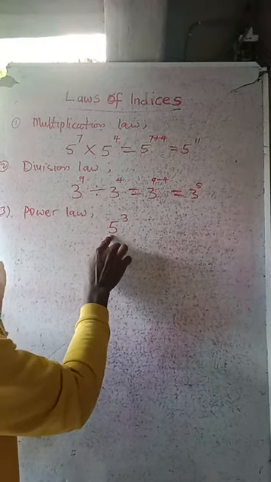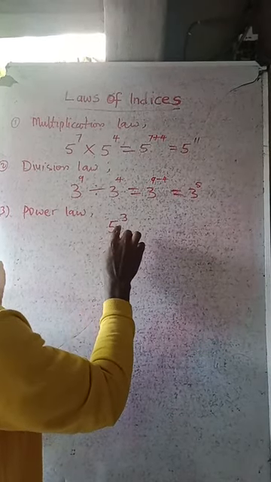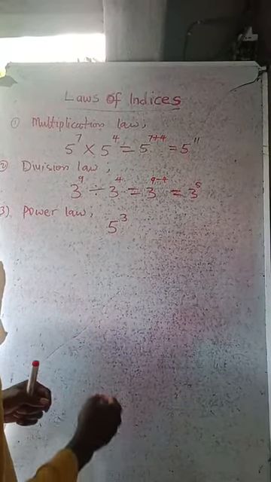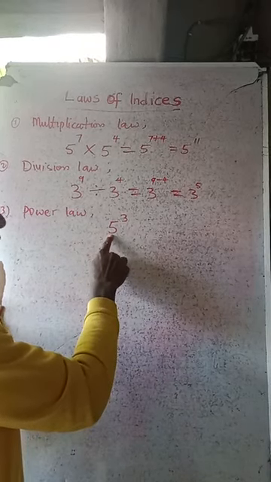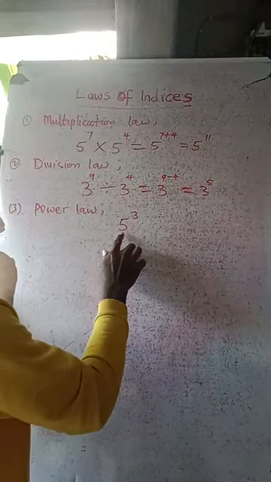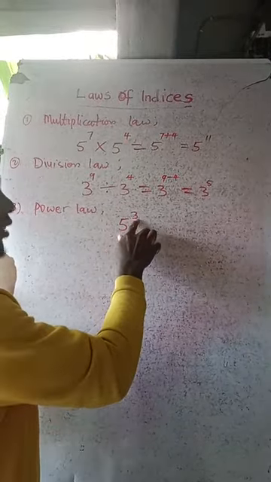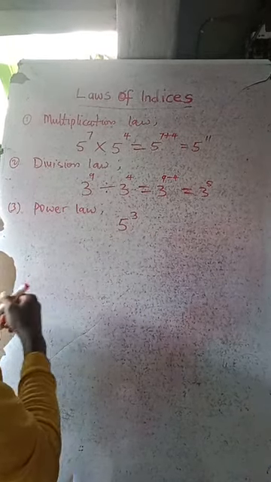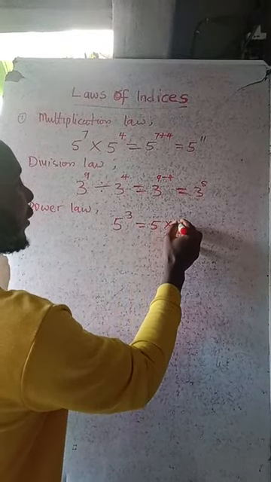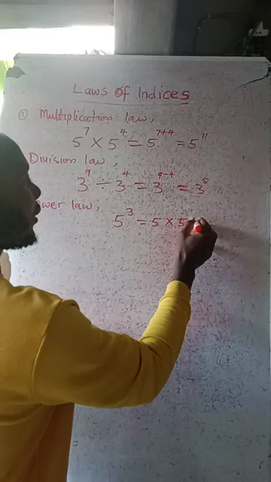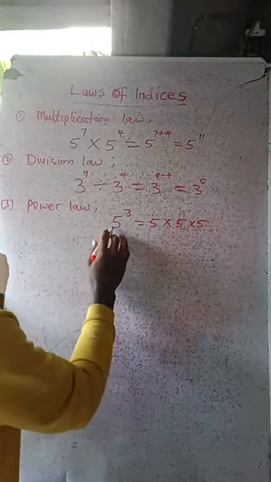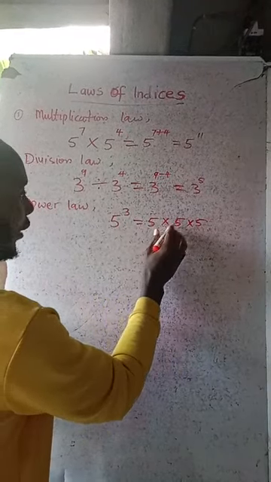So if you have 5 raised to the power 3, the power 3 is telling us that we should multiply 5 three times. That's the meaning. So this means 5 will multiply itself 3 times. Okay, 5 raised to the power 3 means 5 times 5 times 5.